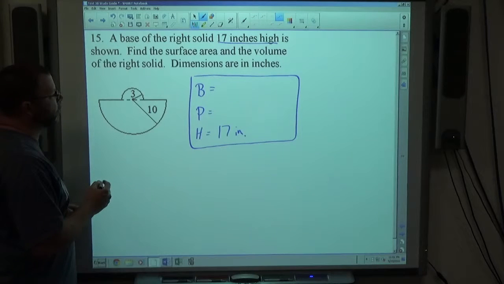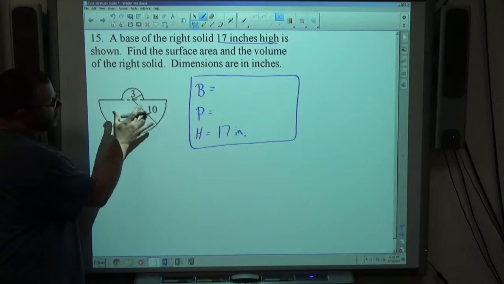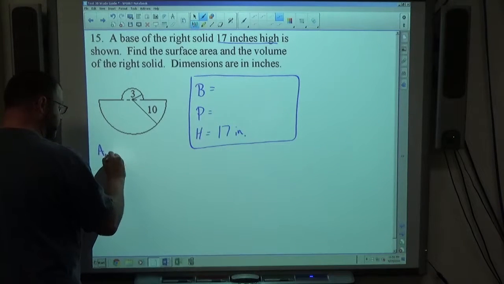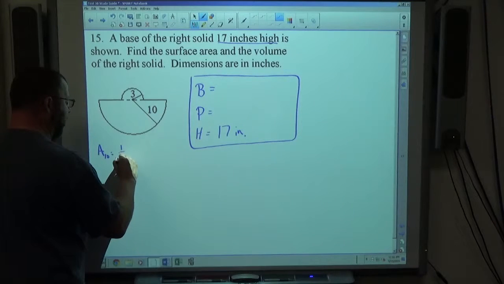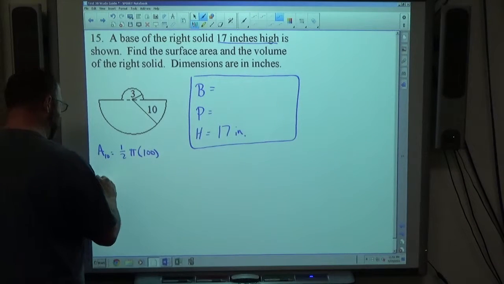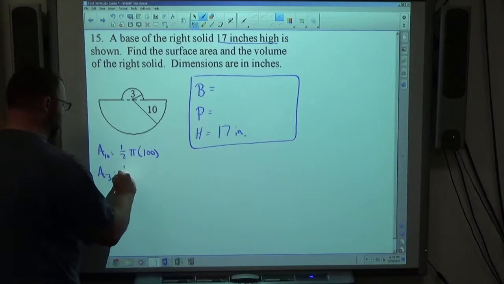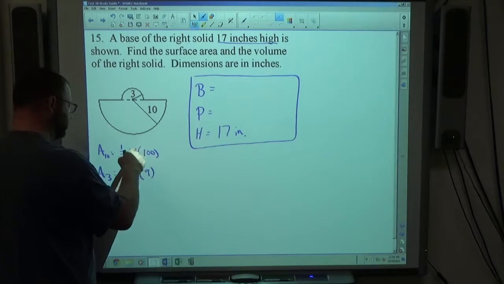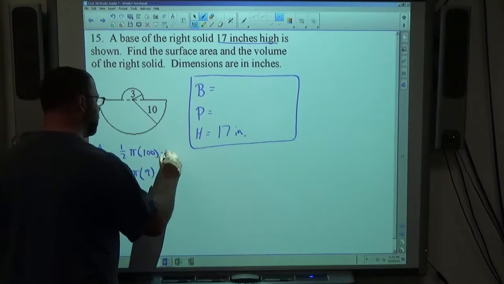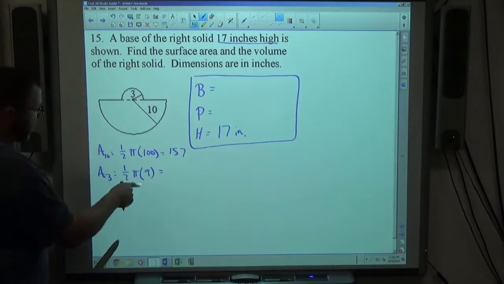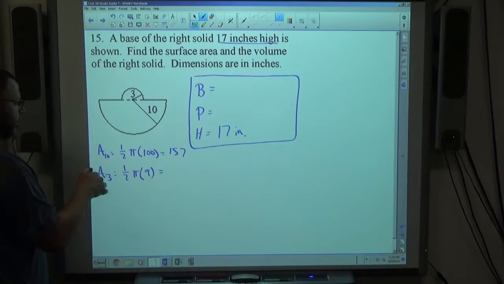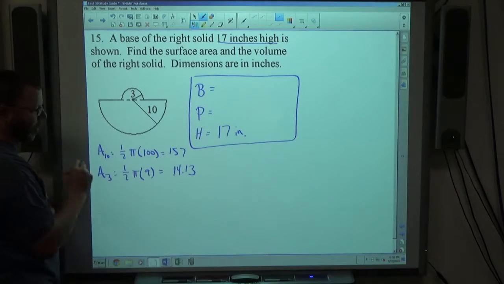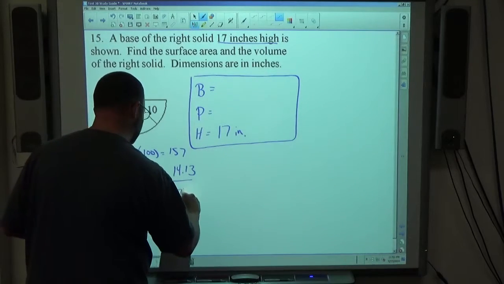So let's focus first of all on area. We have half a circle of radius 10, half a circle of radius 3. So the area of the 10 radius circle is just going to be 1/2 pi times the radius squared. The area of the 3 radius circle is going to be 1/2 pi times the radius squared. That's simply going to be 100 times 3.14. 314 divided by 2 is 157. And 9 times 3.14 is 28.26 divided by 2 is 14.13. 157 plus 14.13 makes 171.13.